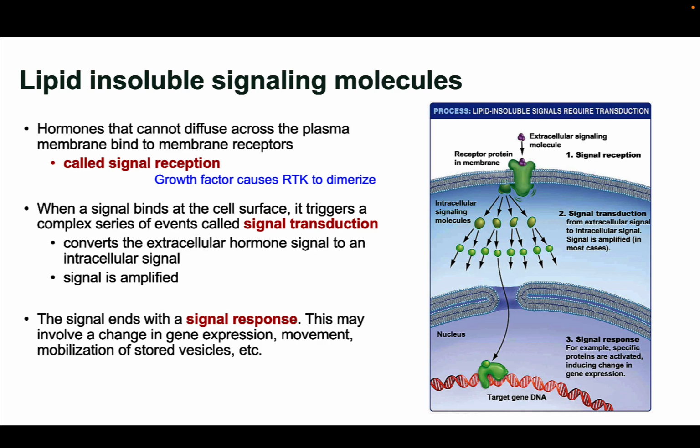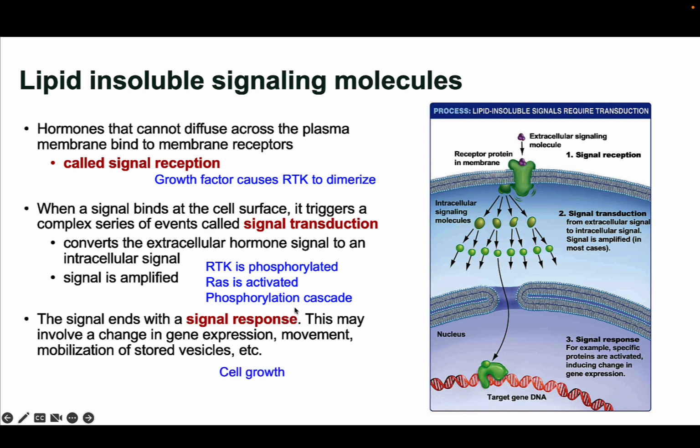So to review the RTK pathway, the binding of a signaling molecule causes the receptor to dimerize. The RTK is phosphorylated, RAS is activated, and that leads to a phosphorylation cascade, and the signal response is cell growth.